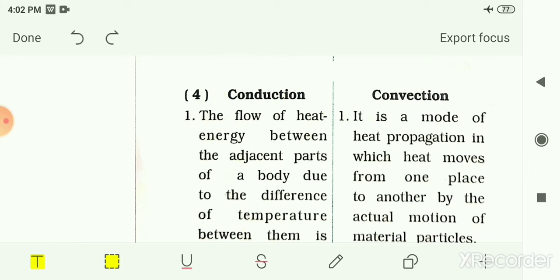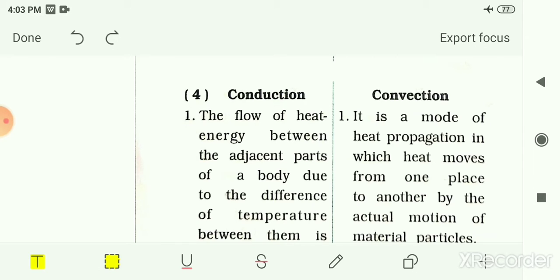Poor conductors of heat, or you can also say insulators, are the materials which do not allow heat to pass through them easily. Examples of such substances are wood, plastic, ebonite, leather, wool, glass, rubber, etc. These are the poor conductors of heat.